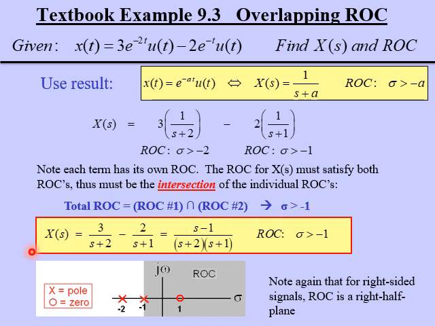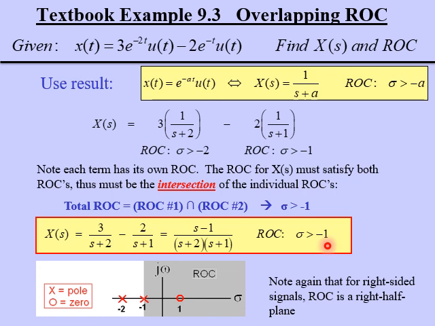So our result then, here's our Laplace transform. X of s is 3 over s plus 2 minus 2 over s plus 1. And if we want, we can combine this using least common denominators into a single fraction like this: s minus 1 over s plus 2 times s plus 1. And our region of convergence for this transform, sigma, has to be greater than negative 1.